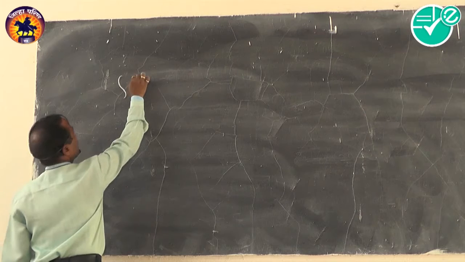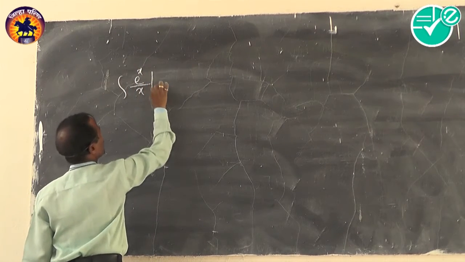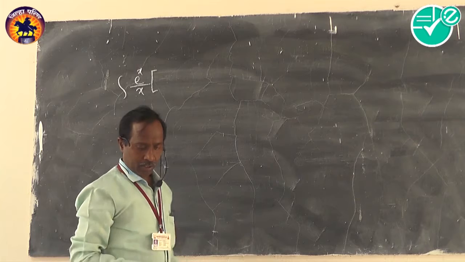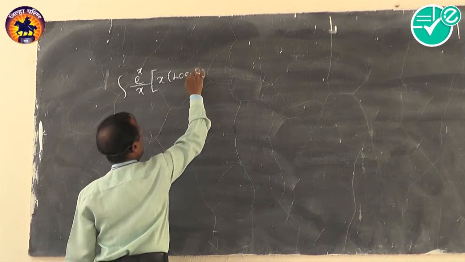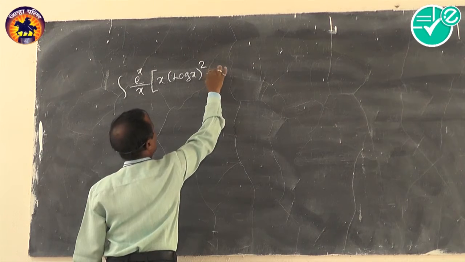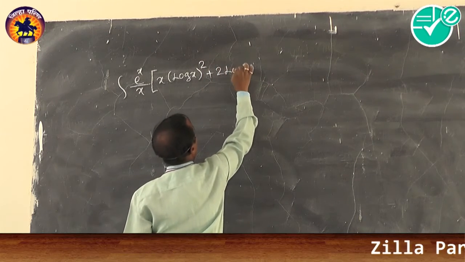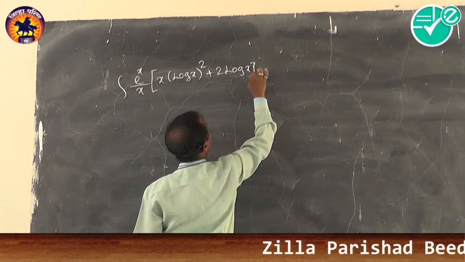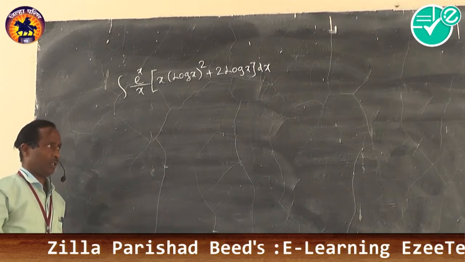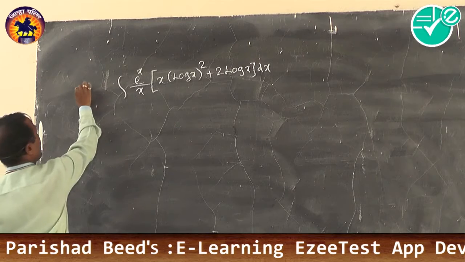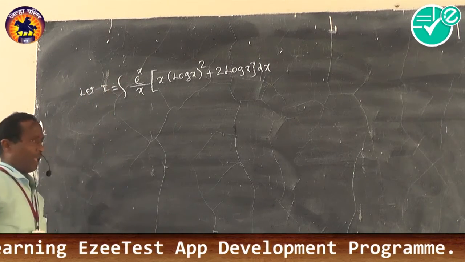Integral of e to the power x upon x into (log x) whole square plus 2 log x dx. So we want to find the integration of this function. For the solution, we consider this function is equal to I.